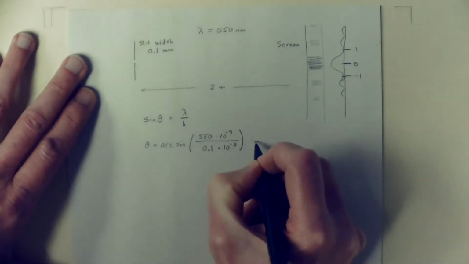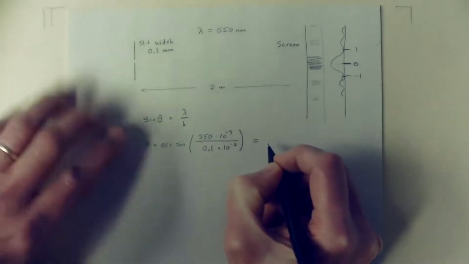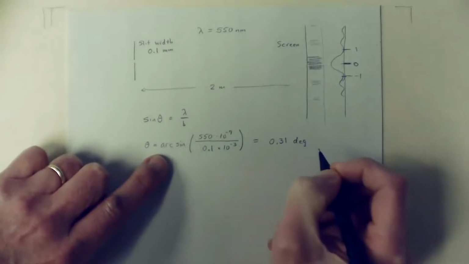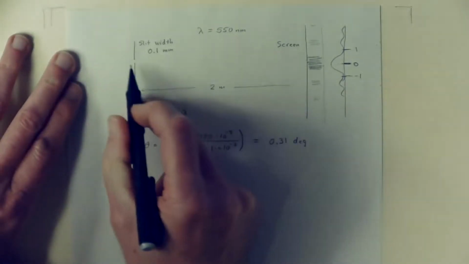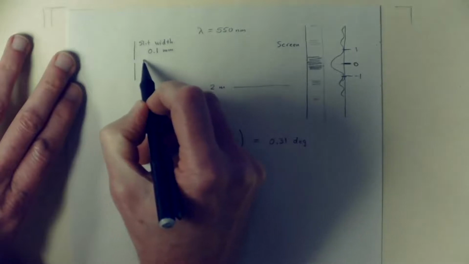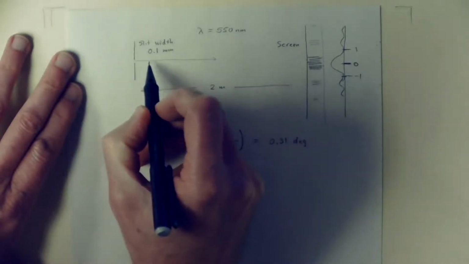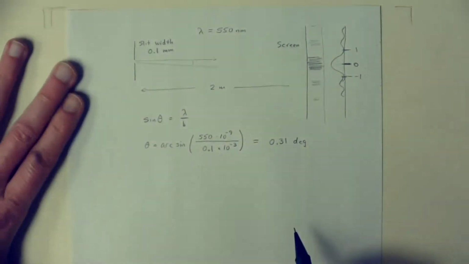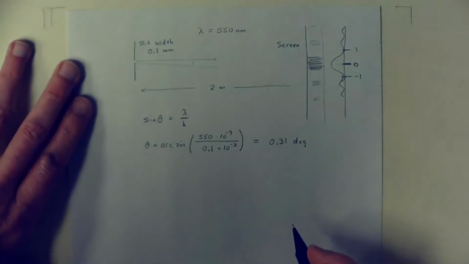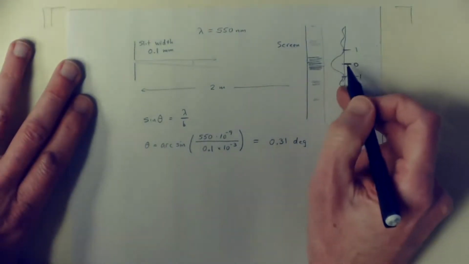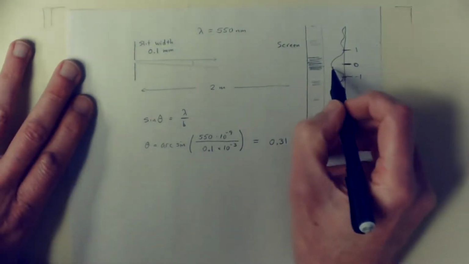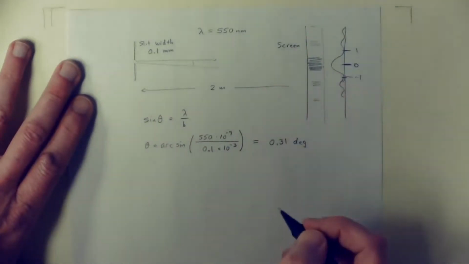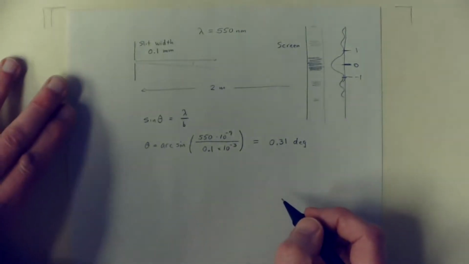And if you do that calculation, when you take the arc sine, you should come out with 0.31 degrees. So it's not even a degree. That's the angular difference between the center line and this first minimum on either side. That angle is 0.31 degrees. How far apart would that minimum be from the center on a screen that's 2 meters away? Can we measure that in some number of centimeters or millimeters?